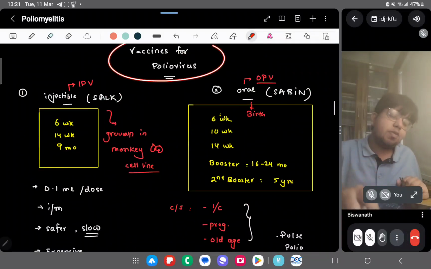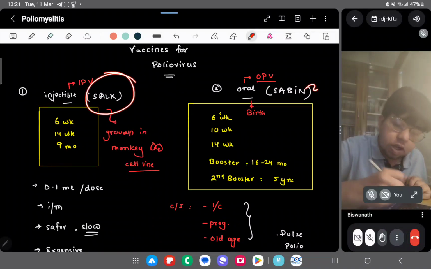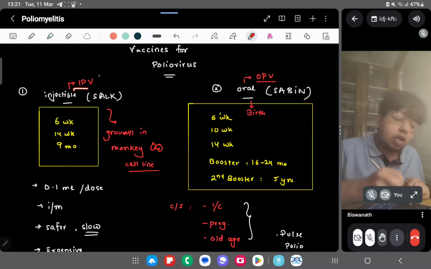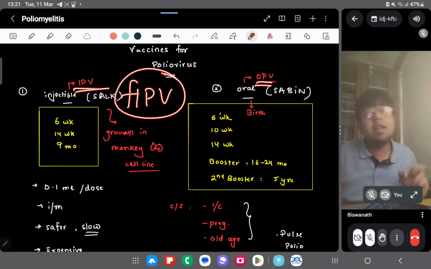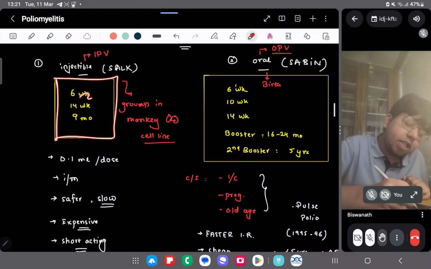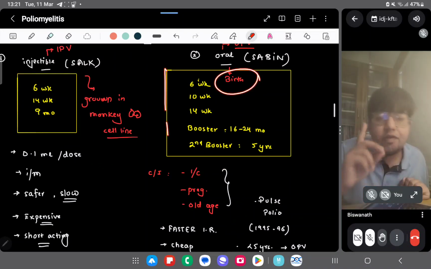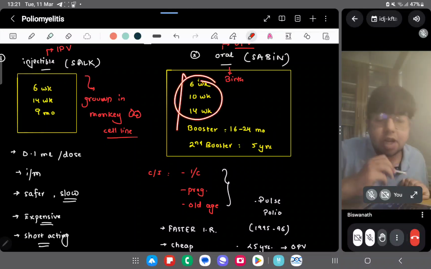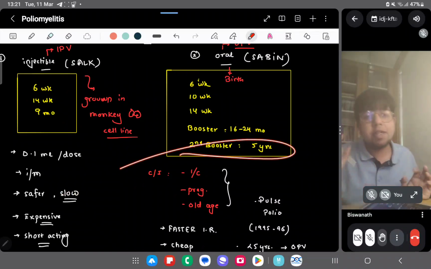You can have vaccines for poliovirus. I talked about the injectable and oral vaccines. Injectable is called the Salk, oral is called the Sabin. They are called IPV and OPV. fIPV is also available, that's the fractionated inactivated polio vaccine. The injectable vaccine is given at 6 weeks, 14 weeks, and 9 months. For the oral vaccine, you give one dose at birth plus 6, 10, and 14 weeks, a booster at 16 to 24 months, and a second booster at 5 years, right?